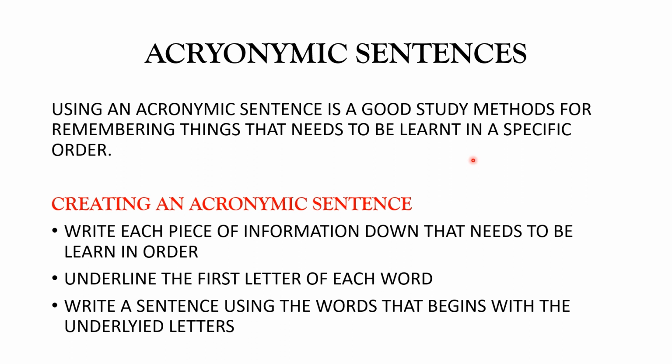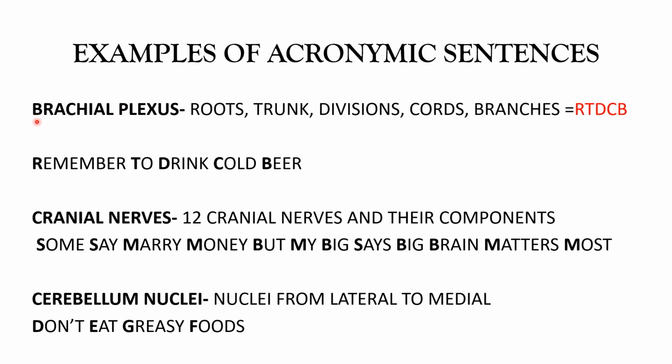Now, how do you create an acronym? The first thing is to write each piece of information down that needs to be learned in that order. Now, you underline the first letter of each word. Write a sentence using words that begin with the underlined letters. So I'll give you an example. This is the first example, the brachial plexus. You know the brachial plexus: we have the roots, the trunks, the divisions, the cords, and the branches, and it's in a particular order.